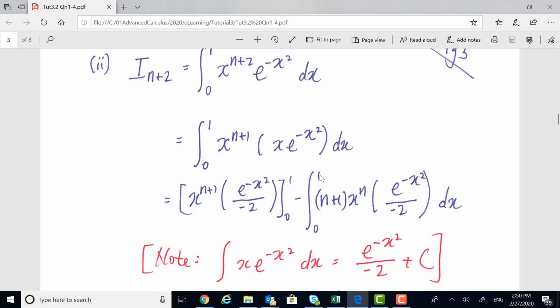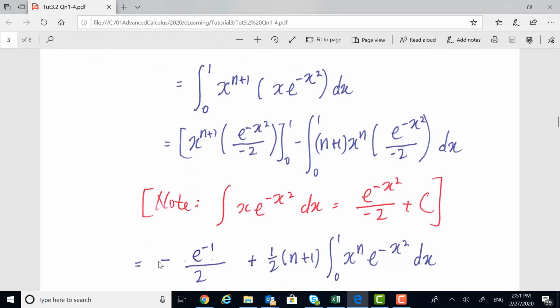Minus integral of 0 to 1, I differentiate this expression, I get this, and now integrate this, I'll get this. And then now you have to apply the limits to this first part here. You put x as 1 followed by x as 0, you get minus e to the minus 1 over 2. Right, because inputting x as 1, this gives you 1 to the power of n plus 1, which is just 1. This gives you e to the power minus 1, and this is minus 2. When putting 0, it comes up to nothing.